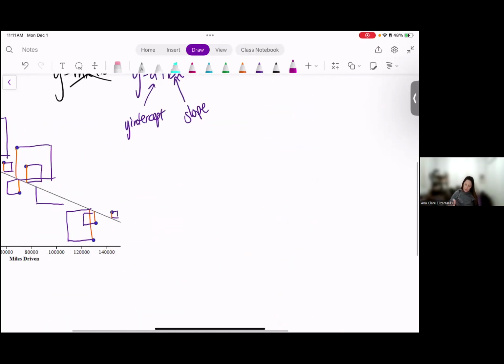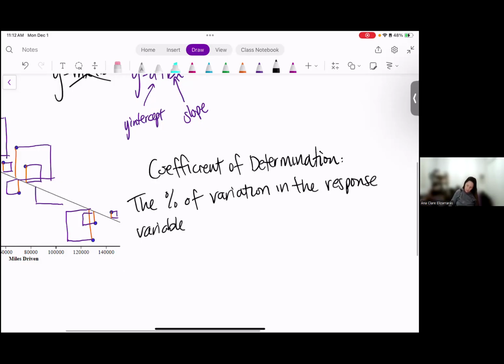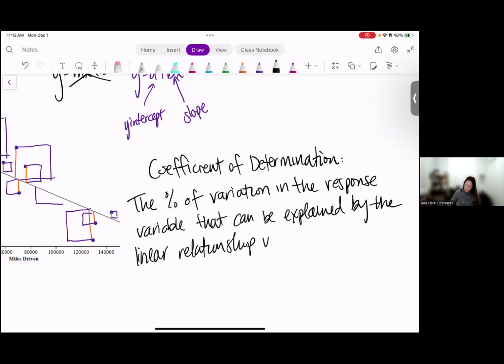Okay, so let's write that down really quickly. Coefficient of determination is the percent of variation in the response variable that can be explained by the linear relationship with the explanatory variable.